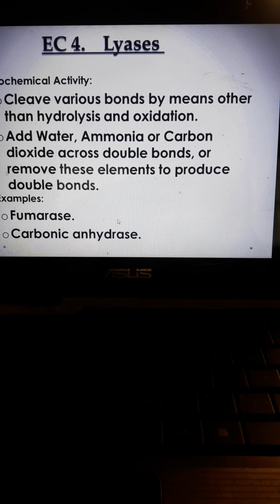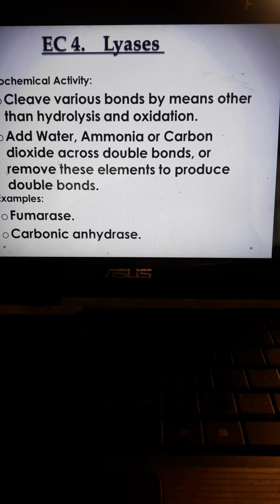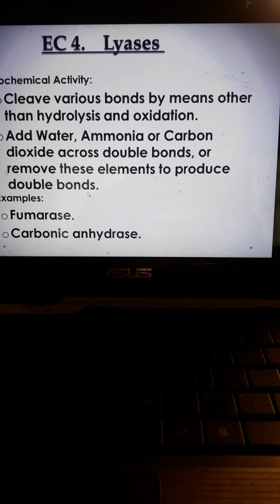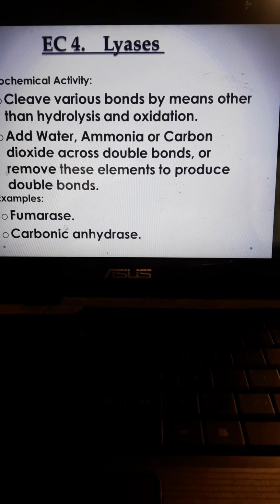Next, lyases. Their biochemical activity is to cleave various bonds by means other than hydrolysis and oxidation. You add water, ammonia, or carbon dioxide across a double bond, or remove these elements to produce a double bond. Usually you can remove water, ammonia, or carbon dioxide, and the product is a double bond. For example, fumarase and carbonic anhydrase. Later on, we will discuss carbonic anhydrase.